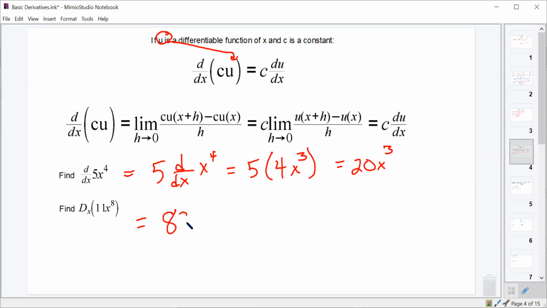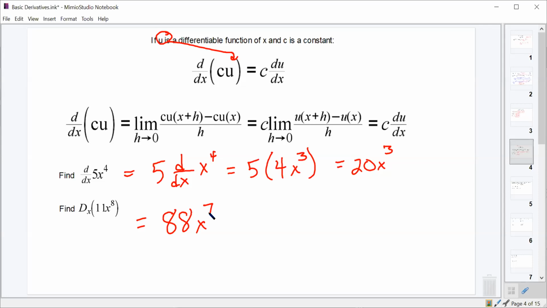88x to the 7th, right? Multiply the 8 by the 11, gives you 88, drop down from x to the 8th to x to the 7th. Easy enough? Any questions so far on any of this?